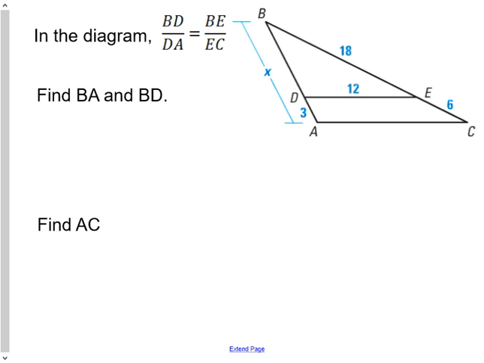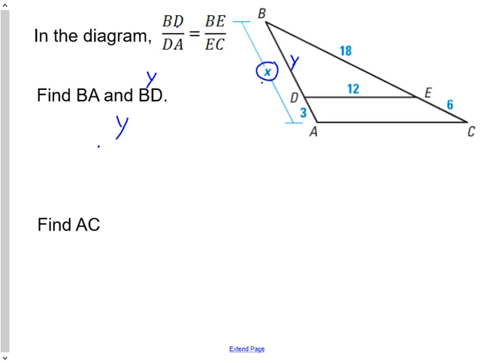In the diagram, BD over DA equals BE over EC. Find BA and BD. Well, BA is x. So once we find x, we can do x minus 3 to get BD, right? So using the proportion, we've got BD over DA. I don't know what BD is. We can also solve for that as well. So we'll just say BD for now is y, and we'll solve for it.